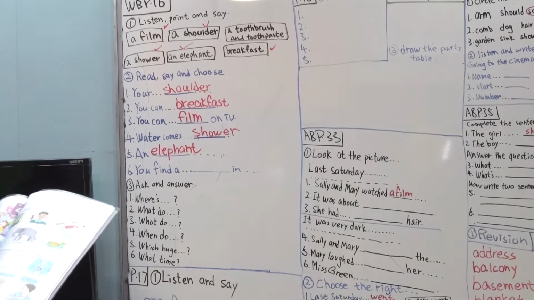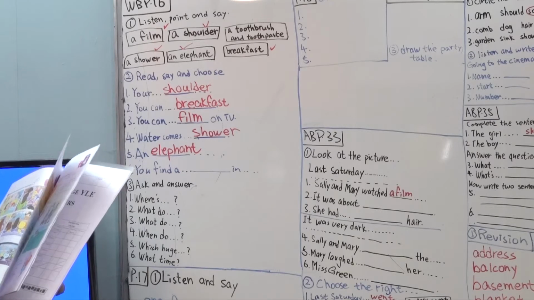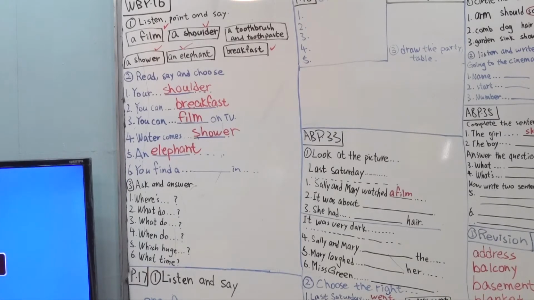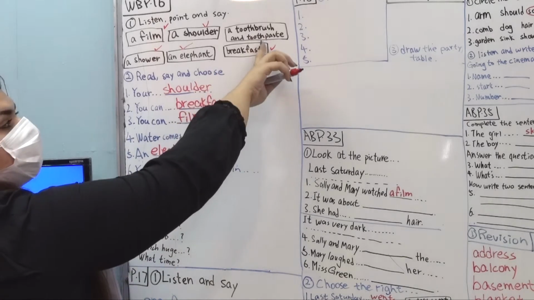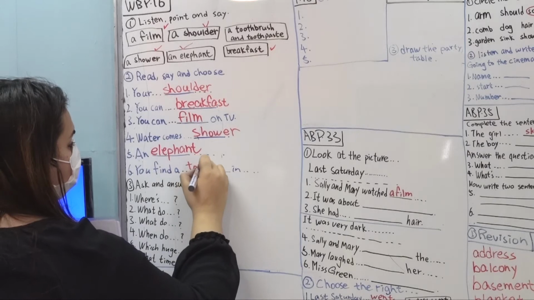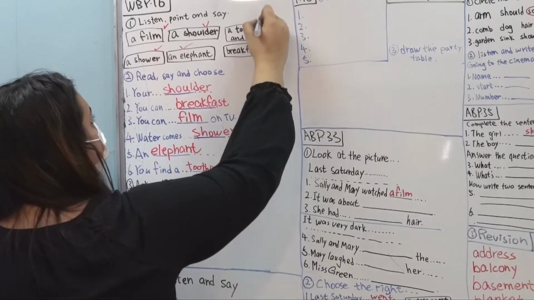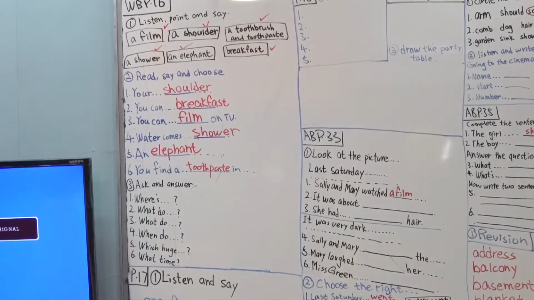All right. Number 6. You can find a toothbrush and what in the bathroom? You can find a toothbrush and toothpaste in the bathroom. All right, toothpaste. Okay, please check your answers.